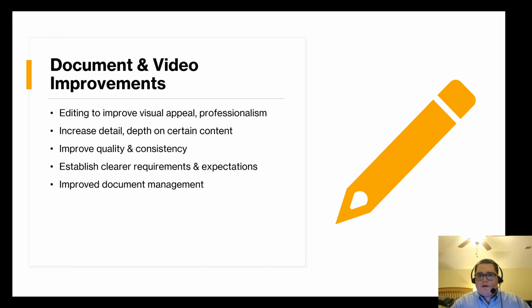Finally, and this is a minor one, is improved document management. A lot of the documents for this project were kind of stored all over the place, and combining those all into one central location would allow for the project to be finished more efficiently and effectively.